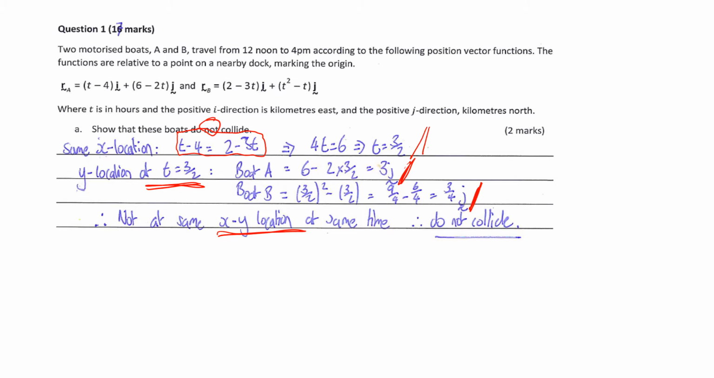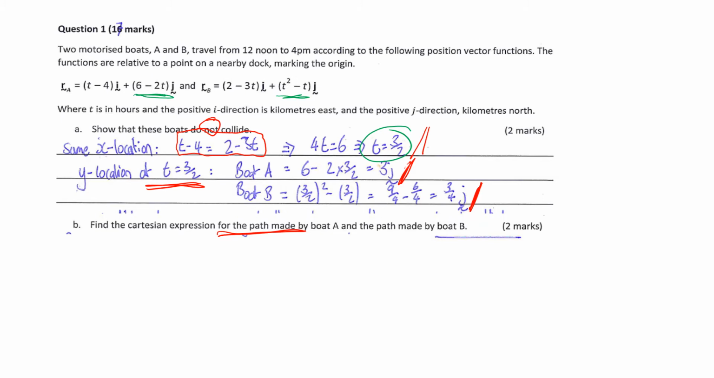Now, others of you did it in different ways. If you just have a look at your papers, if you got full marks for it, of course. Some of you solved the first equation, solved the second equation, so set 6 minus 2t equal to t squared minus t, solved for t, took the positive value, showed that that was not the same as 3 on 2. That was also a perfectly valid way to go about it.